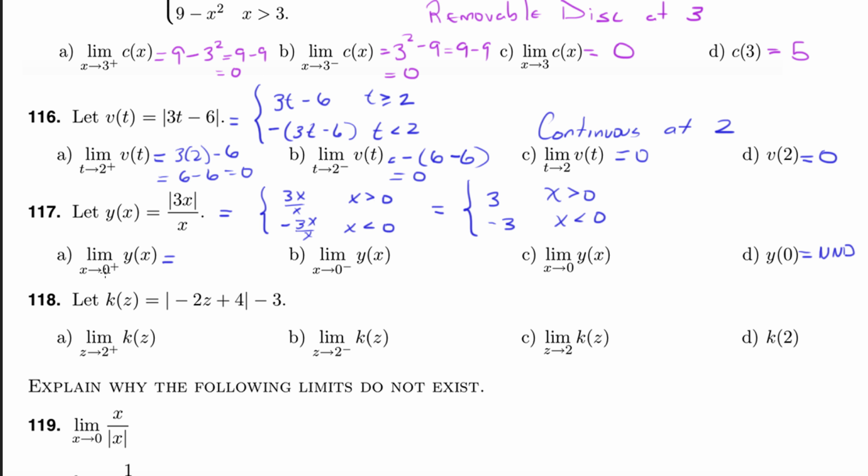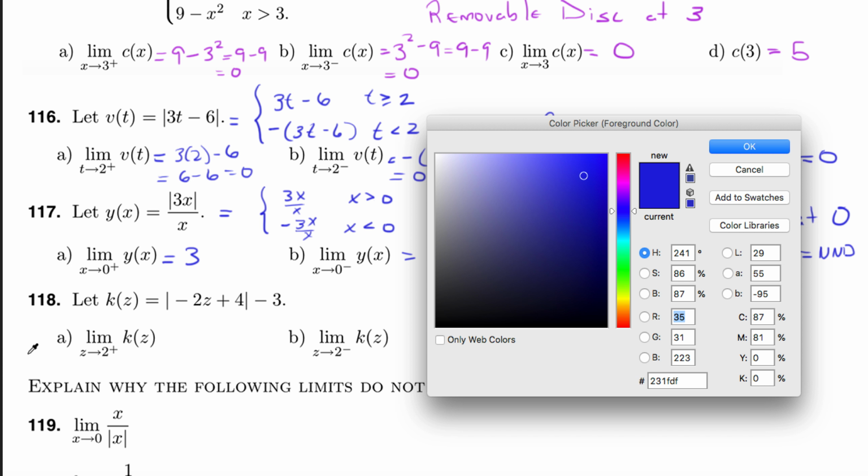When x approaches 0 from the right, it's just 3. When x approaches 0 from the left, it's -3. The limit does not exist, and you have undefined. So this is a jump discontinuity at 0, and not continuous from the left or from the right. Okay? Now, let's change my color here.